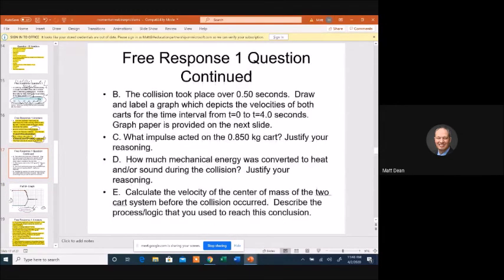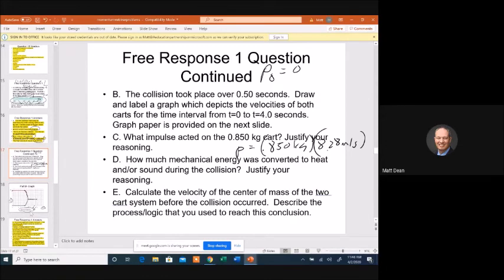Let's go ahead and look at part C. What impulse acted on the 0.85 kilogram cart? Justify your reasoning. All right, so what you got to think about is that the cart initially had 0 momentum. After the collision, the cart's momentum was 0.85, its mass, times its new velocity, which was 8.28 meters per second.